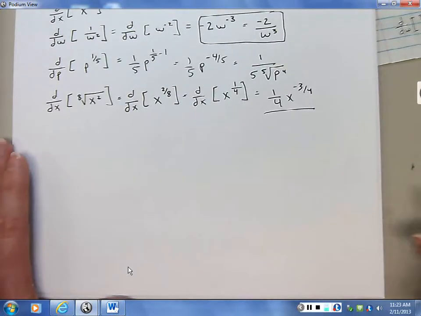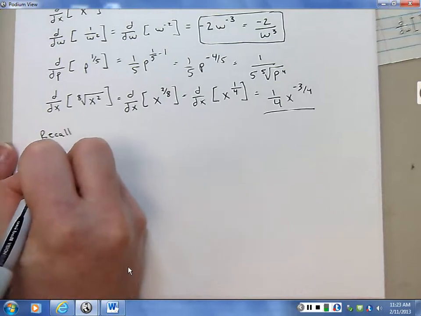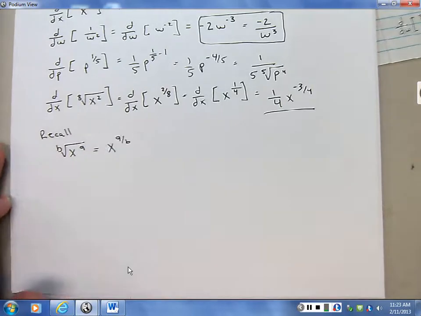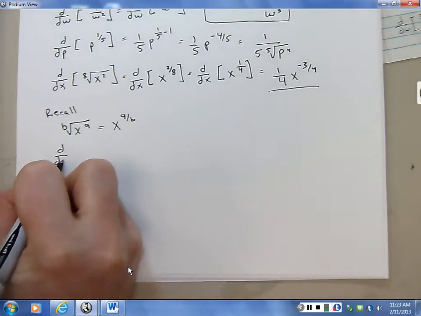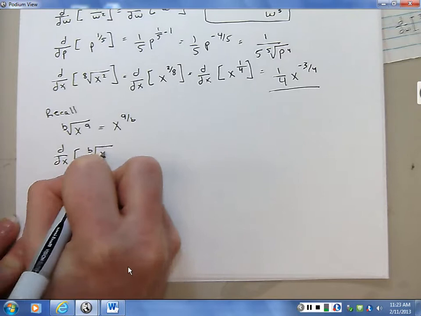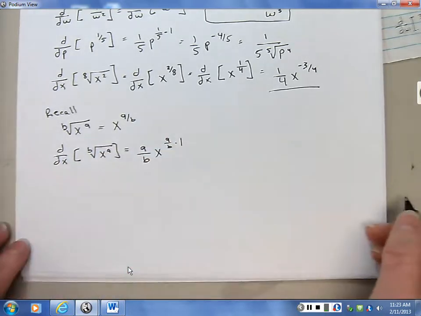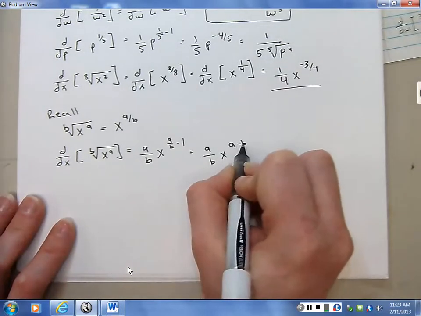So don't be intimidated by fractions or anything that looks like that. If you think of the bth root of x to the a, you can write that as x to the a over b. All right? So don't be intimidated by things like that. You should be able to rewrite them in a way that you have x to a power. Once you have that x to a power, then the derivative with respect to x of the bth root of x to the a is going to be a over b x to the a over b minus b over b. So then I can write this as a over b x to the (a minus b) over b.